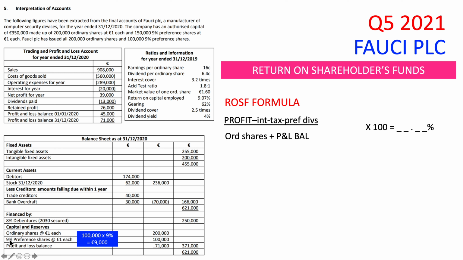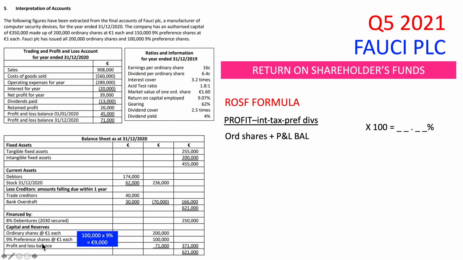The items with the percentage in front of them are your debt capital, because you've borrowed these. But ordinary shares and profit and loss balance are your shareholders' funds. So we want to get the profit after figure. This profit figure here, 39, already has interest taken away from it. There's no tax in this question, but there are dividends here. These dividends include ordinary dividends and preference dividends, but we need to take away the pref dividends from this 13,000, from the 39,000.